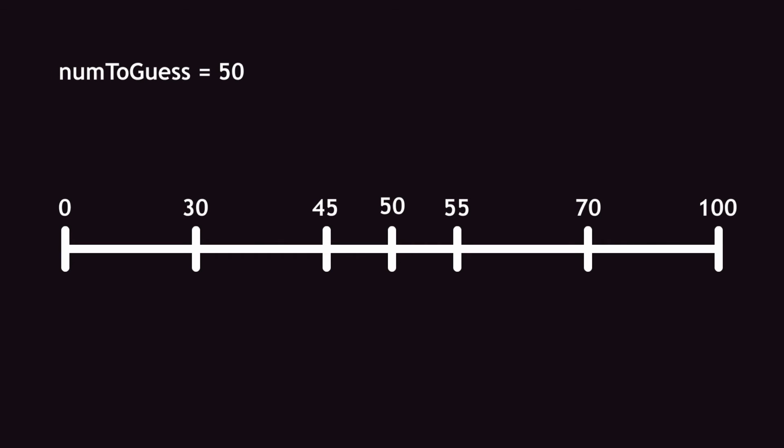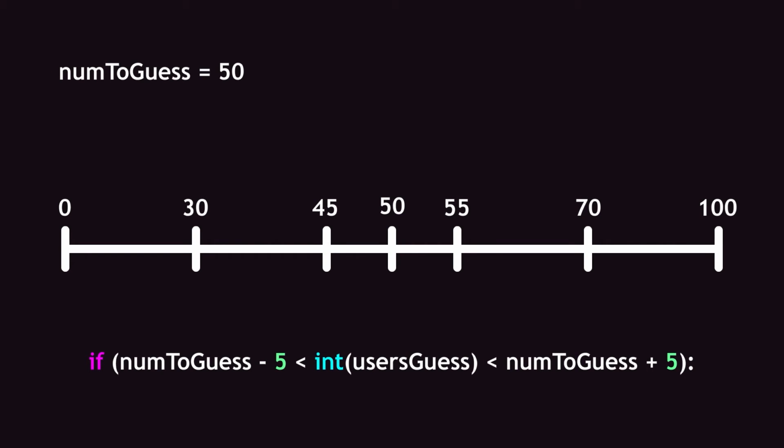Our very first if statement looks something like this. The range that it covers is highlighted in red. If the user is in between 45 and 55, then we're going to print out hot to inform the user that they're really close to the number to guess. Now notice that the number to guess is not included within this range.